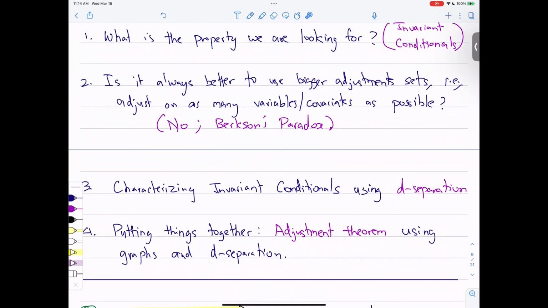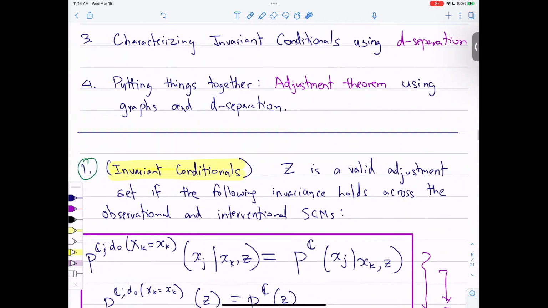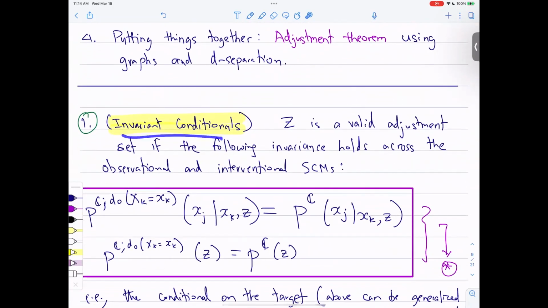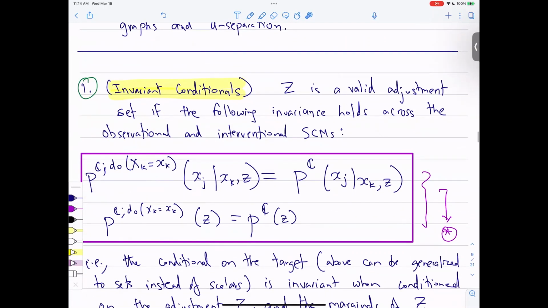But this is what is an adjustment. So coming back to your statement, that's really what we are looking for in this adjustment. These are called invariant conditionals. So Z is a valid adjustment set if the following invariance occurs across the original observational SCM and the interventional SCM. The conditional of J given X, where you have done the intervention, and Z, that adjustment set, is the same before and after doing, across the two worlds. And the marginal on Z is the same in both worlds.